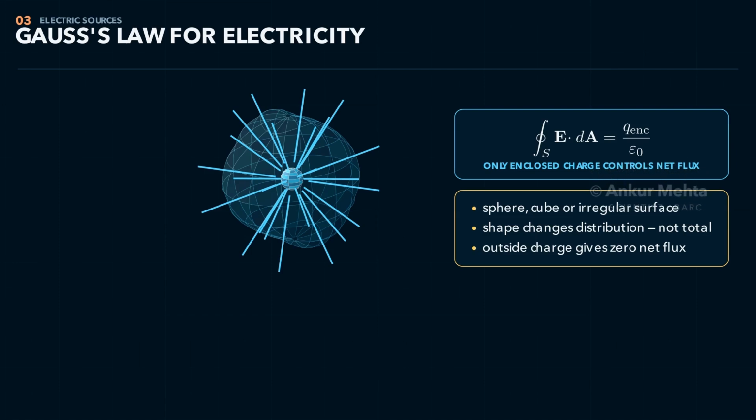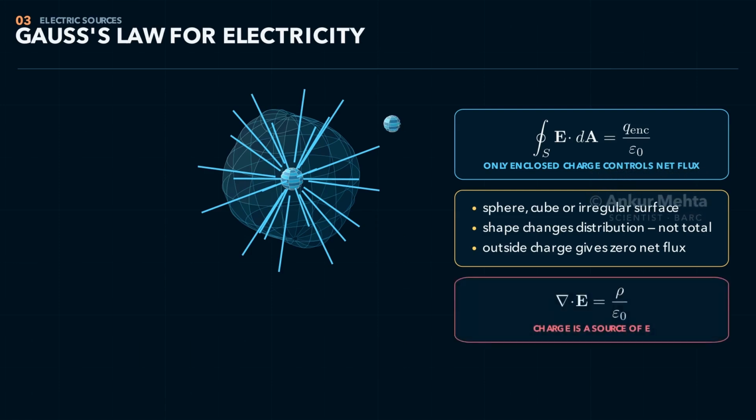This is the integral law. Locally, divergence of E equals charge density divided by epsilon naught. Electric charge is therefore the source or sink of the electric field.